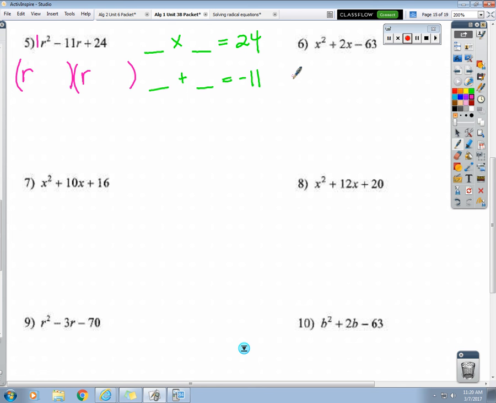What are some numbers that multiply to 24? 8 and 3. Okay, are you going to be able to add 8 and 3 and get an 11? Yes, but to get it to be a negative 11, they both need to be negative. Because a negative times a negative will still make a positive, and when you add a negative and a negative, it adds to negative 11. So over here it would be r minus 8, or you could have written r minus 3 first. It doesn't matter what order you put them in.